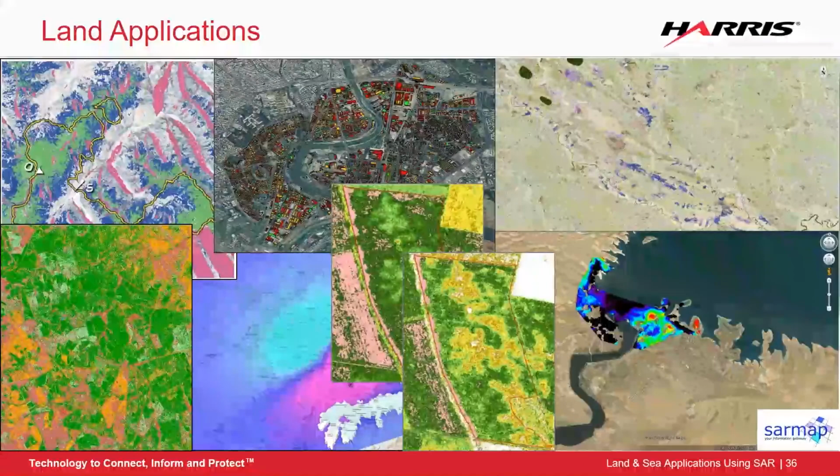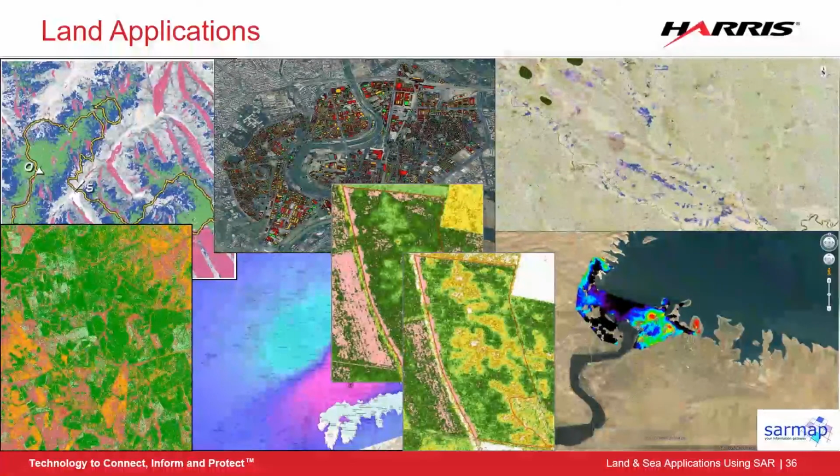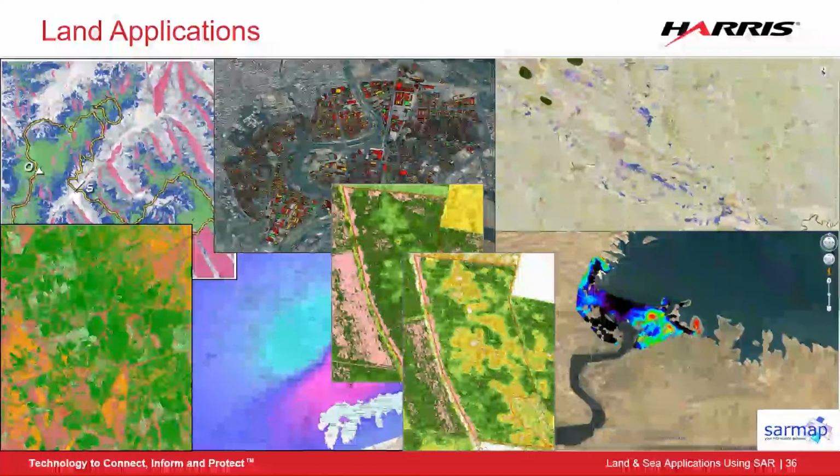Now, I would love to list all of the SAR land applications, but in all honesty, that would take up the rest of our time. So here are just a few of the many uses of SAR. On the screen in front of you, we have images that are showing snow mapping, activity monitoring, flood mapping, soil moisture, and land surface subsidence.